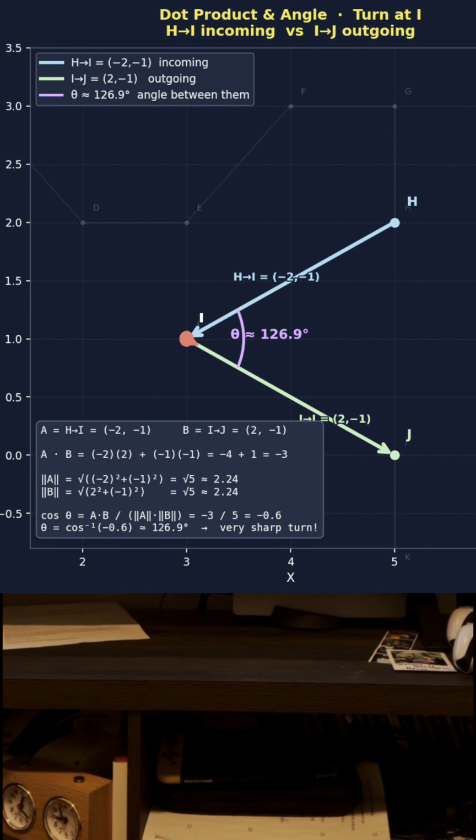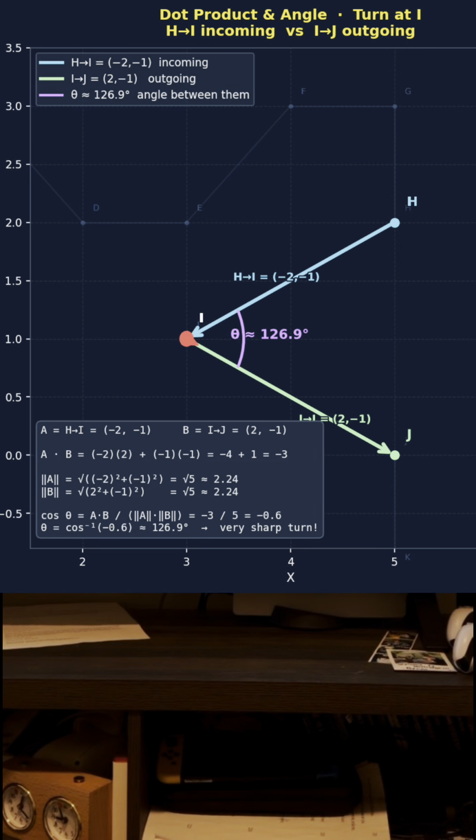So we take -2, -1 dot 2, -1. We multiply the x components and add the product of the y components, which gives us -4 plus 1, and that's -3. We then divide by the product of the norms. The norm of -2, -1 is root 5, and the norm of 2, -1 is also root 5. So we do -3 divided by 5, which gives us a cosine of -0.6.